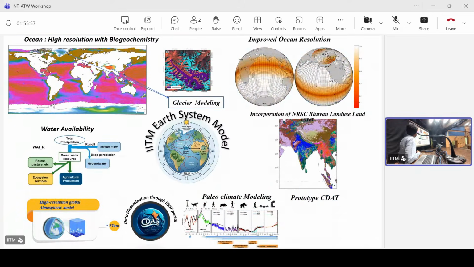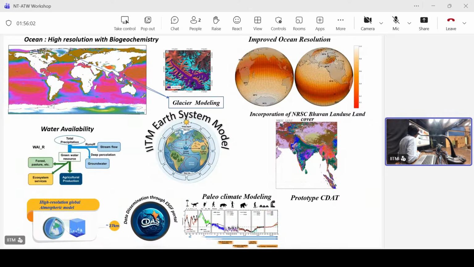And we also work with the biogeochemistry component. The shaded is the chlorophyll here, and we also work on the glacier modeling, like I was mentioning. And we have ideas to include a water availability module as well, and also we have another set of people who work on the high resolution global atmospheric model, which is around a 27-kilometer version of the model.